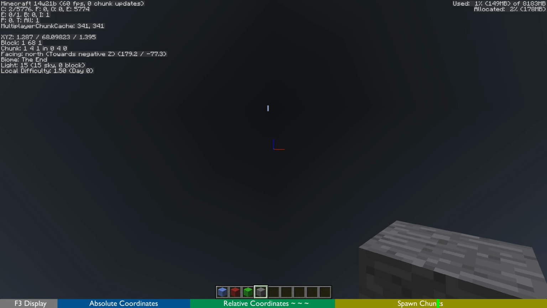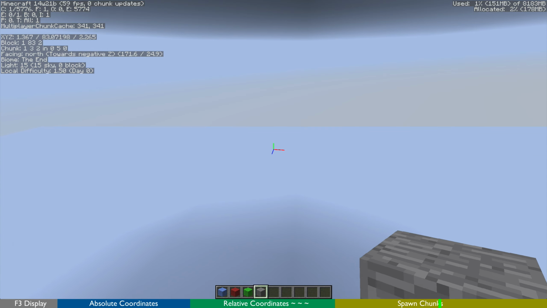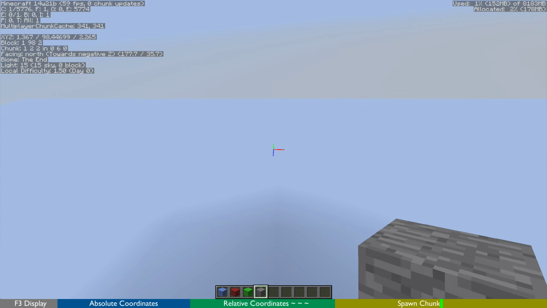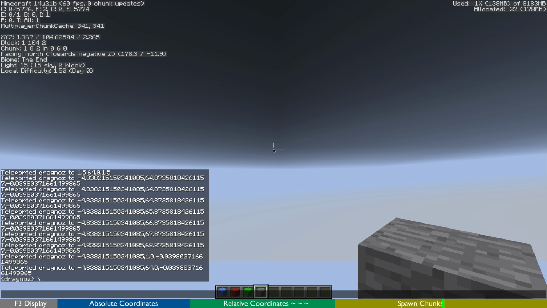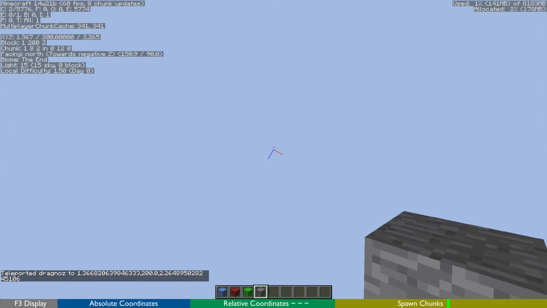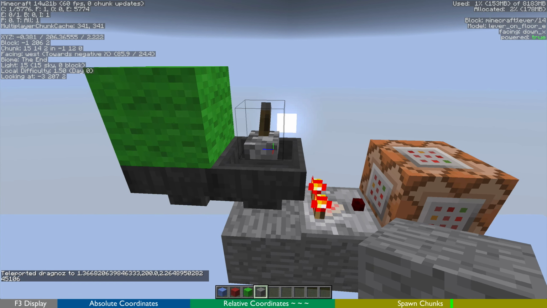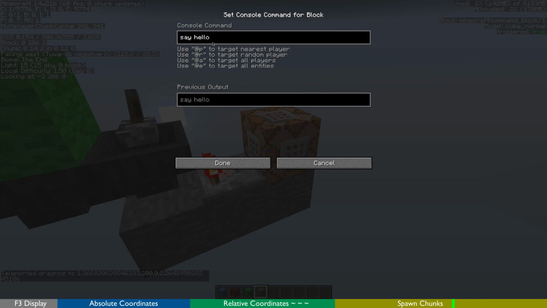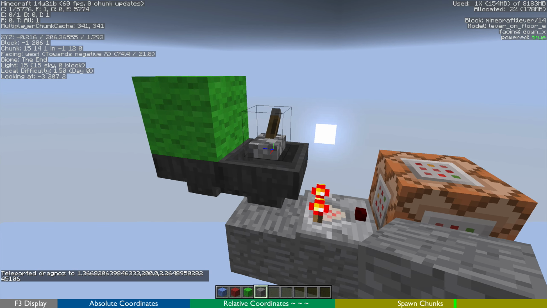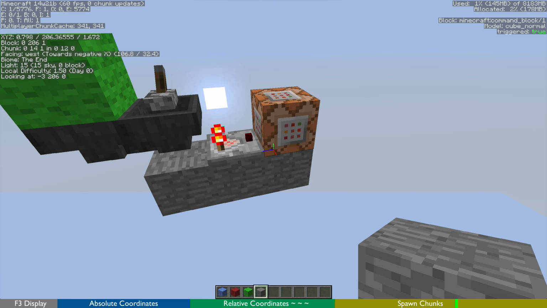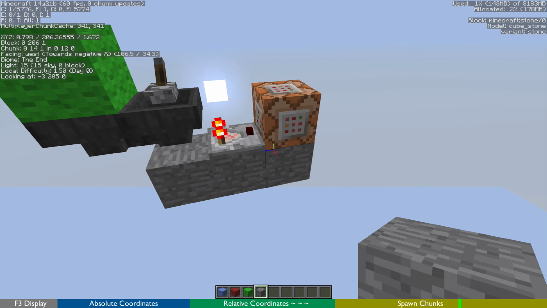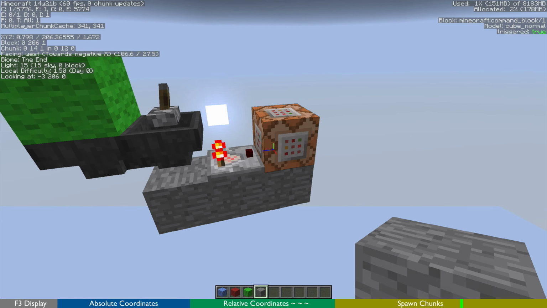Okay, just to give you an idea of how the spawn chunks work, let me quickly TP myself relatively. I'm going to TP myself to 200. Okay, somewhere there we go. I've got a little mechanism over here. What this mechanism does is it just says hello. Now if this mechanism was not in a spawn chunk and I moved away from it far enough, it would just stop working. But this will never stop working.